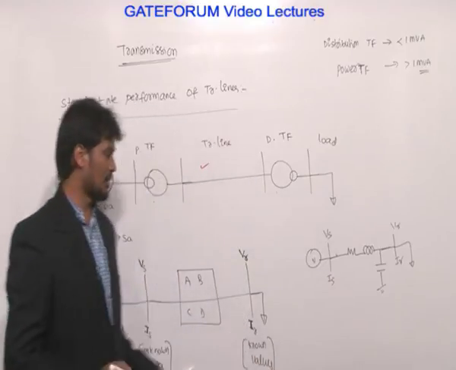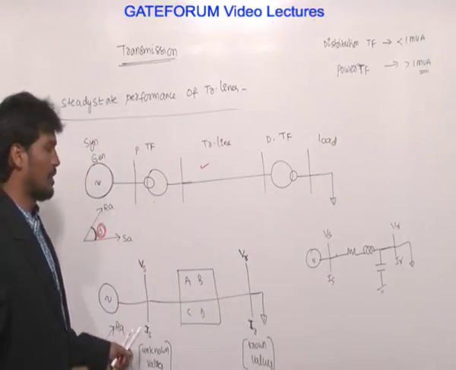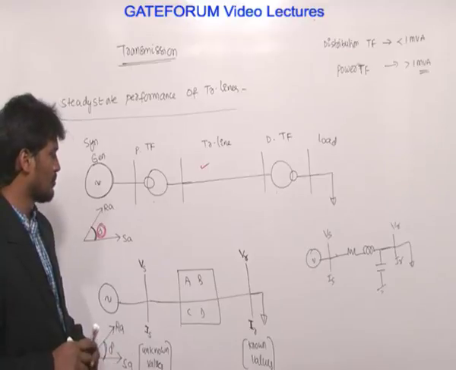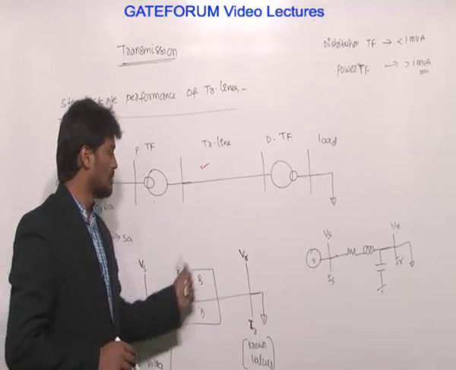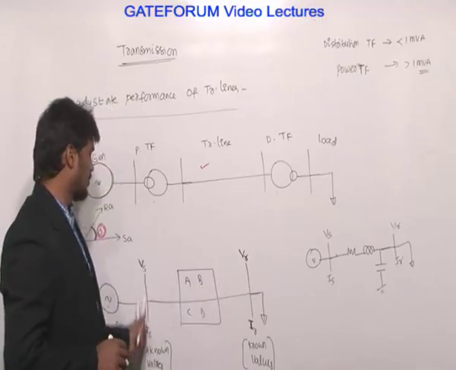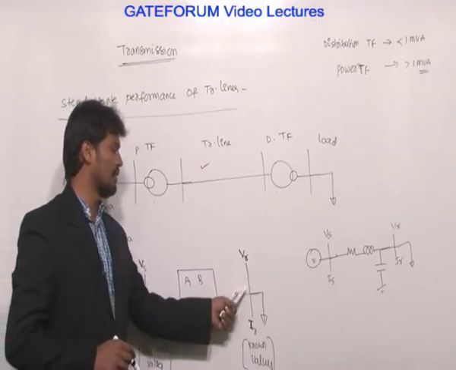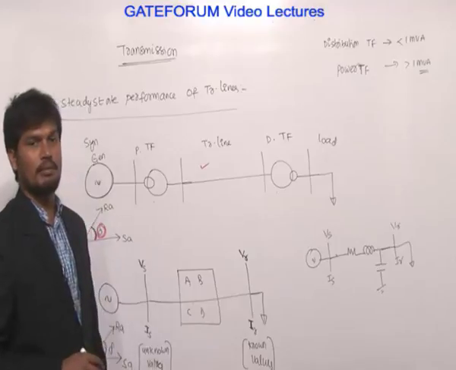Always, receiving end parameters are known values and sending end parameters are unknown values. Unknown values will be represented in terms of known values by using ABCD parameters.